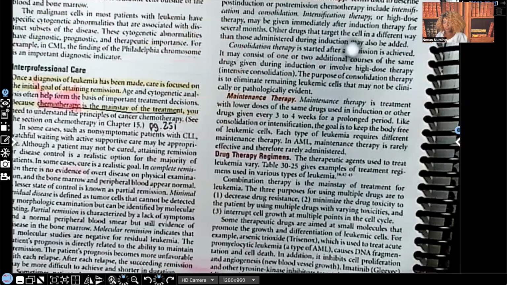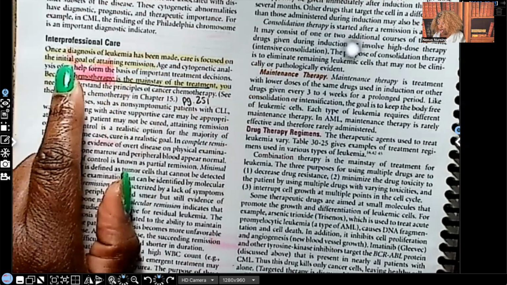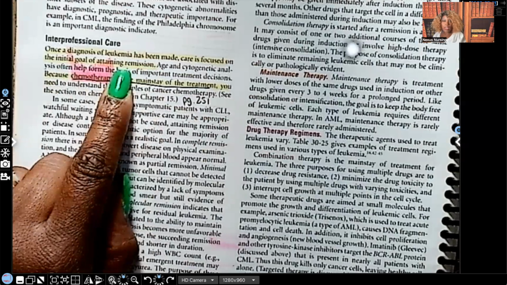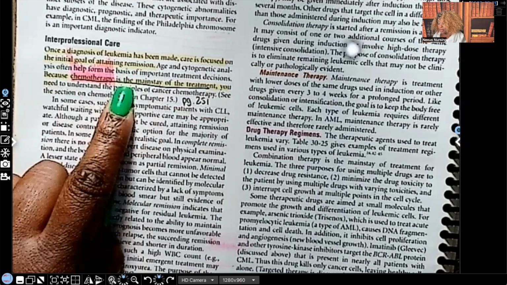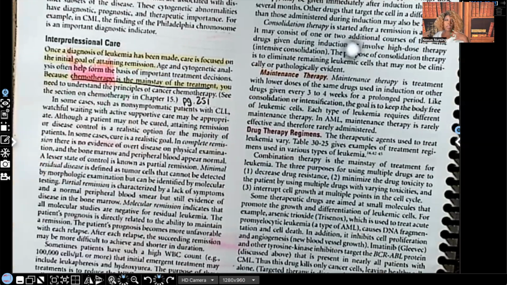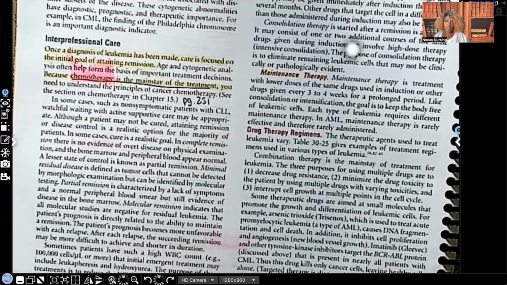Interprofessional care. Once a diagnosis of leukemia has been made, care is focused on the initial goal of attaining remission. Because chemotherapy is the mainstay of treatment, you have to understand the principles of cancer chemo. So I'm going to jump over to those principles because there are lots of things that can happen with chemo. Chemo can kill those bad cells, but it can also kill those good cells as well, and so they can cause other disorders in the patient. You have to know how to care for them.